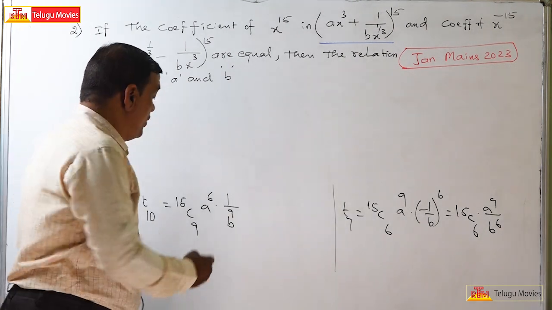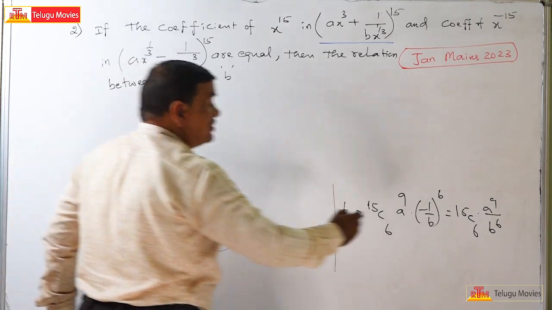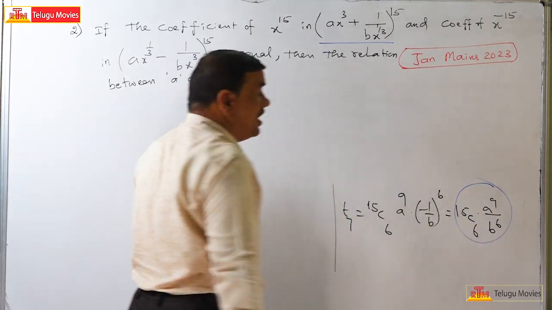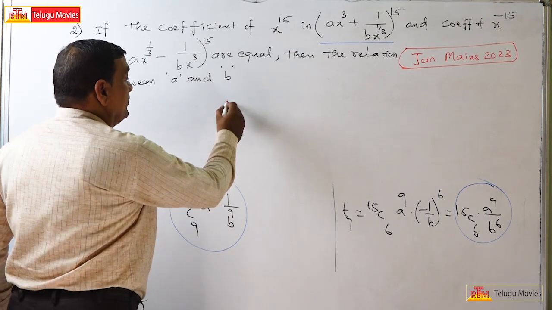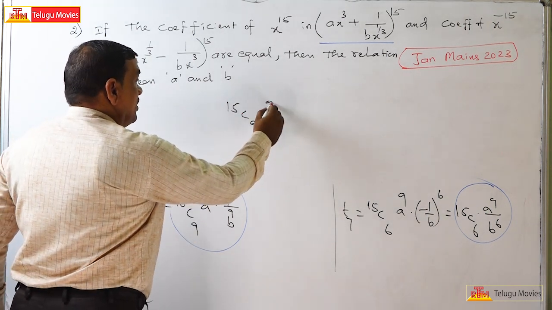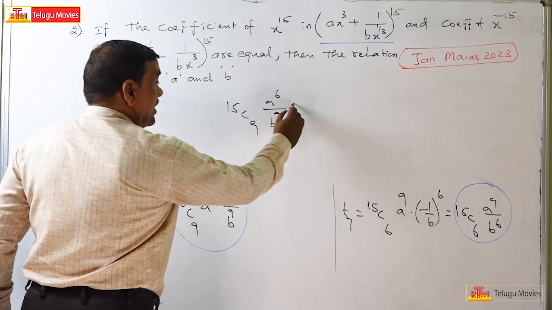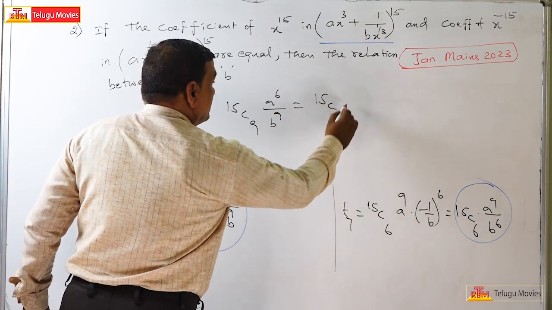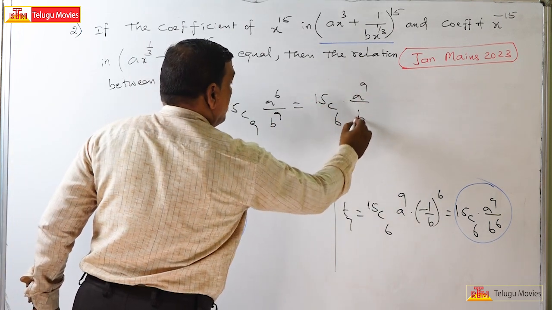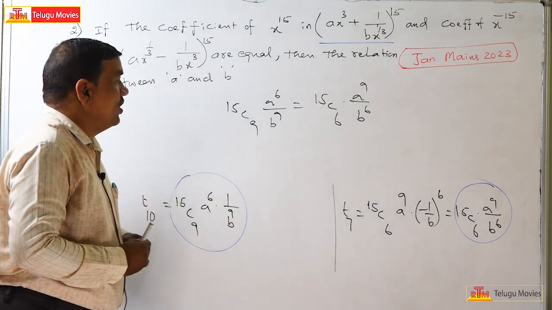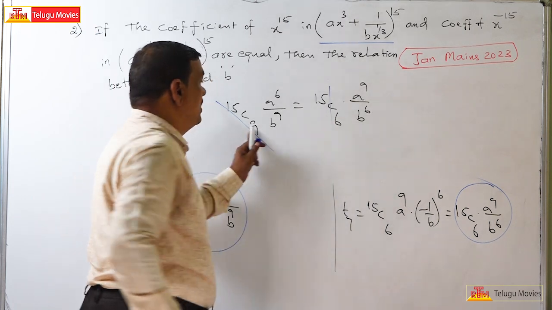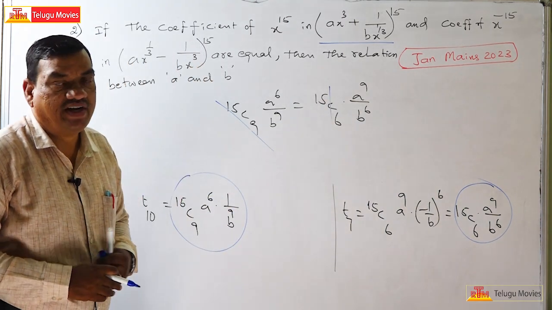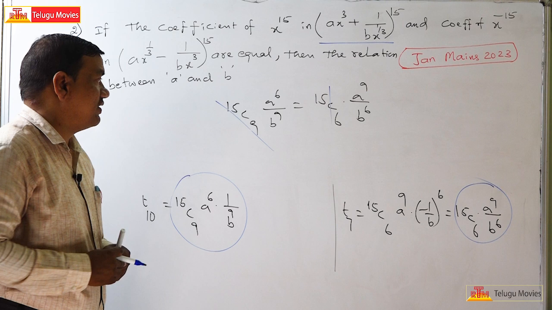Welcome back. So here, these two coefficients are equal, so let us equate them. 15C9 a⁶ by b⁹ equals 15C6 a⁹ by b⁶. 15C9 and 15C6 are both the same. Why? Because 9 plus 6 is equal to 15, and nCr is equal to nC(n−r).